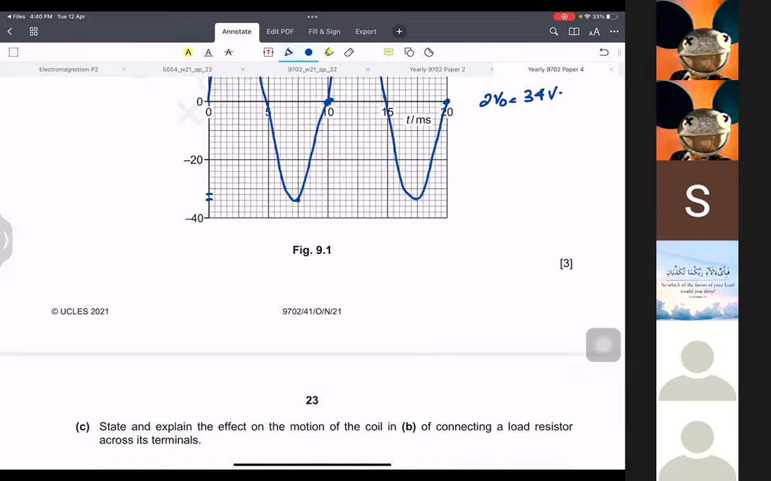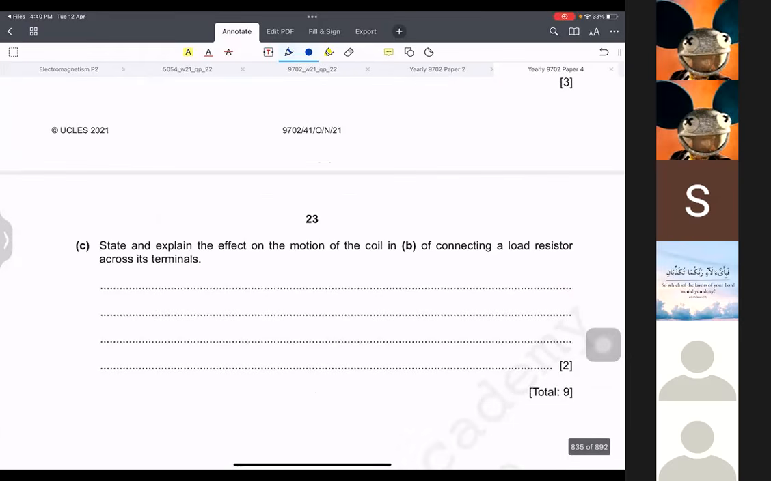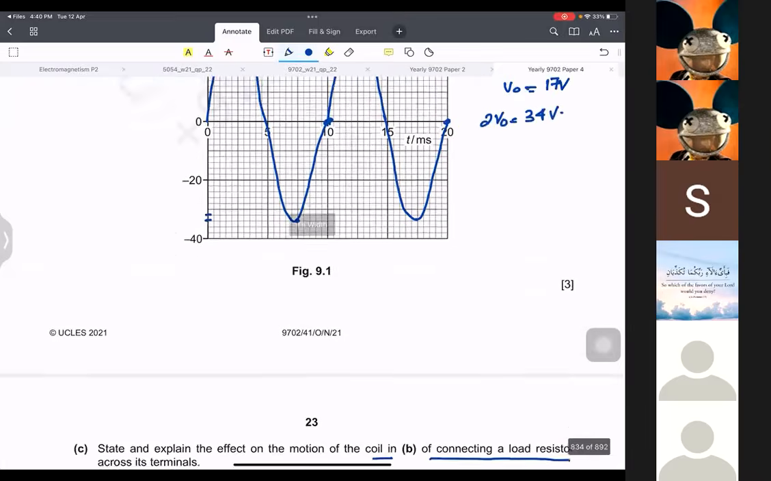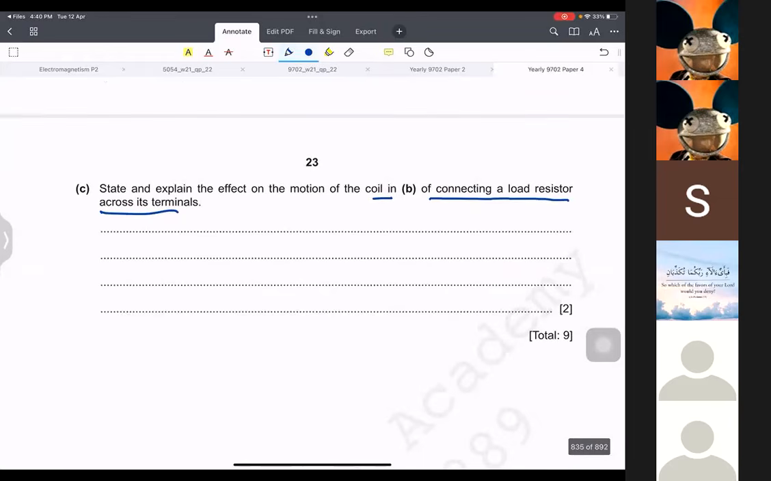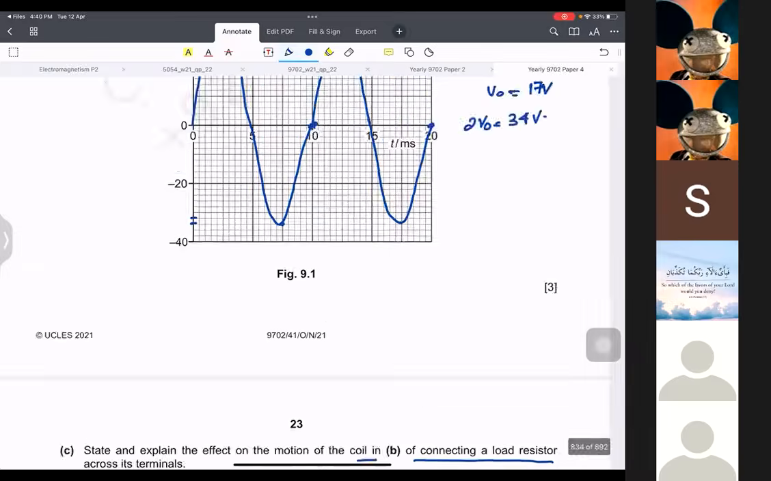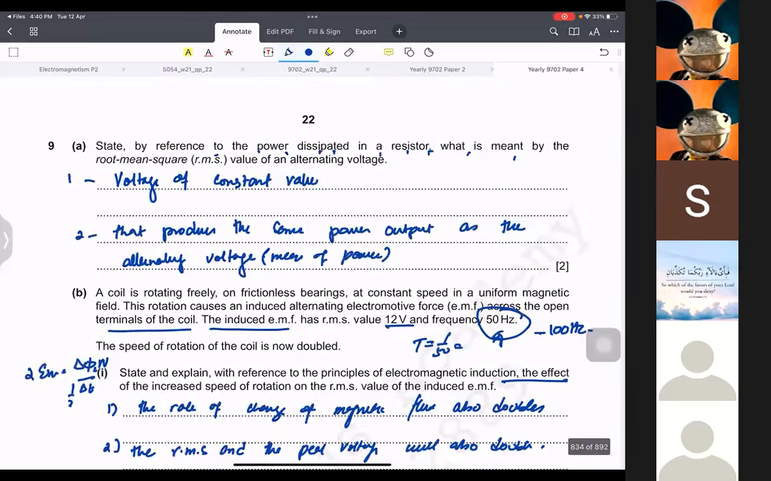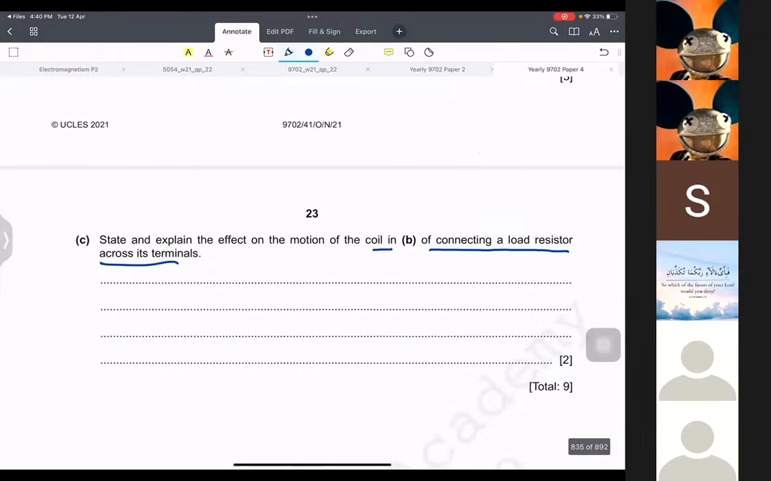All right, then you go to the next part: state and explain the effect on the motion of the coil of connecting a load resistor across the terminals. Okay, so when you do this, if I put a load resistor across the coil, you know it is going to increase the resistance. So load resistor increases resistance.